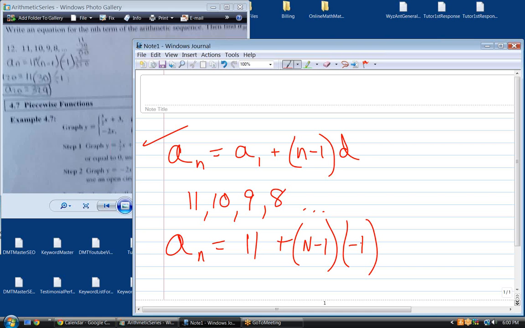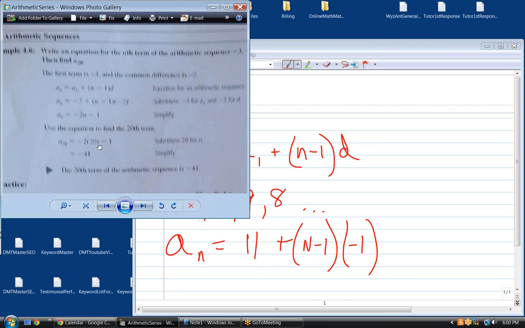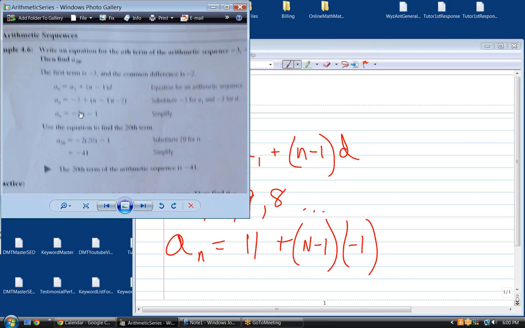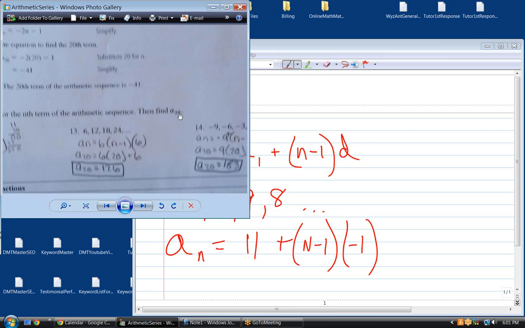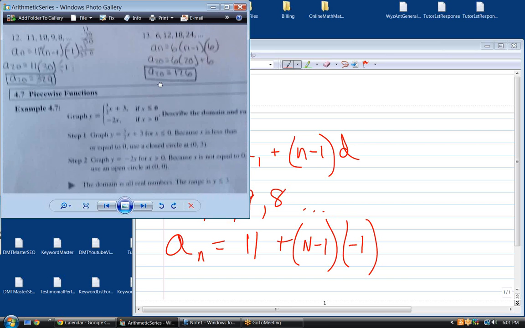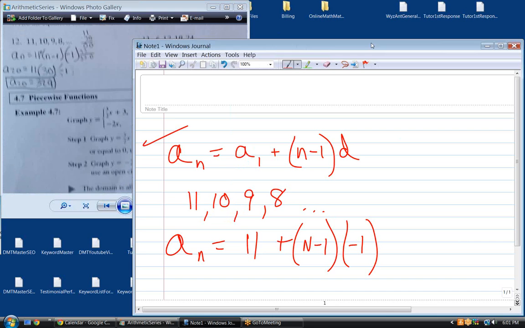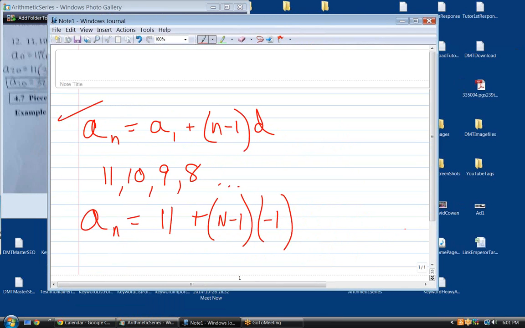You can simplify that by multiplying it out and simplifying this whole equation. That's kind of what they did in their example up here. They simplified it rather than leaving it like this. But if they're going to ask you what the 30th term is, is that a 20 or a 30? That's 30. Their instructions say find a sub 30. That's not the mistake you made.